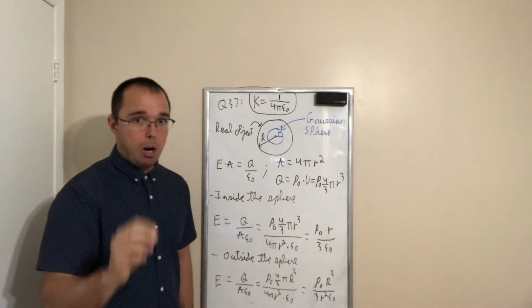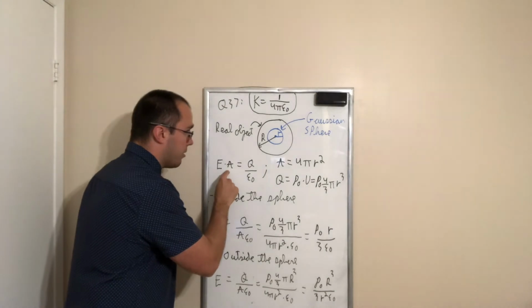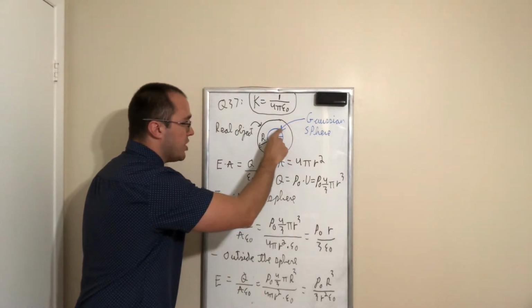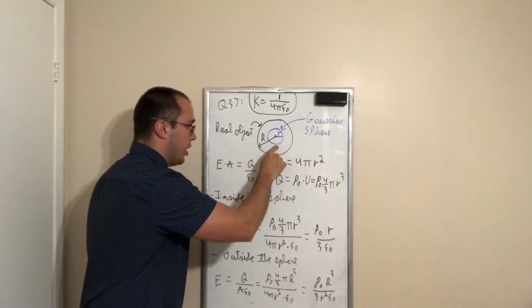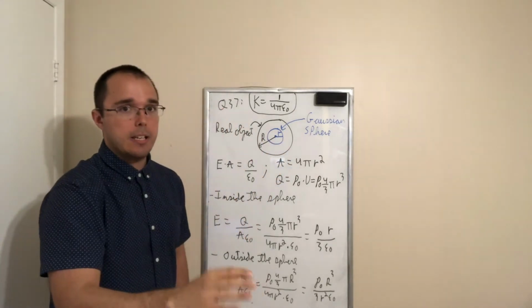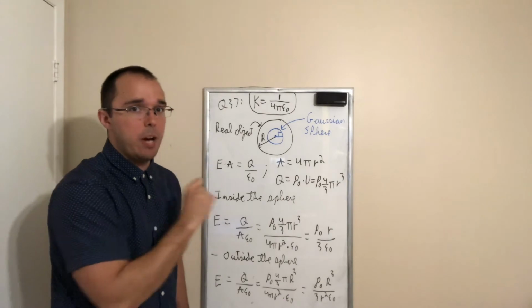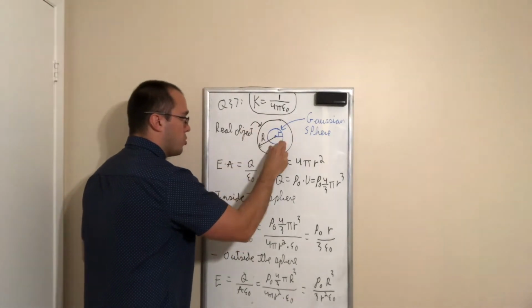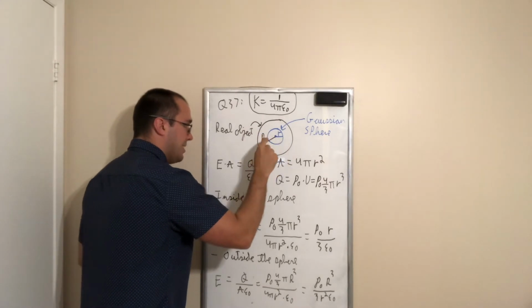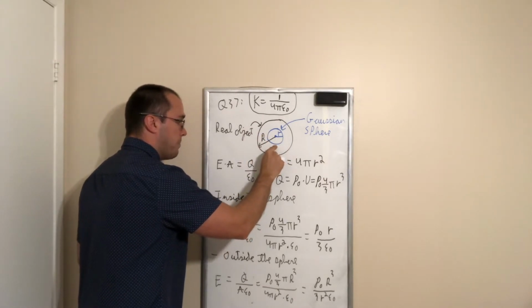There's two important parts here. The area here is the area of our Gaussian sphere, not the area of the object. It is the area of the Gaussian sphere always. Always. This is a very common mistake, all right? We are considering this imaginary construct here, the Gaussian sphere, and it's the surface over here that we are considering.